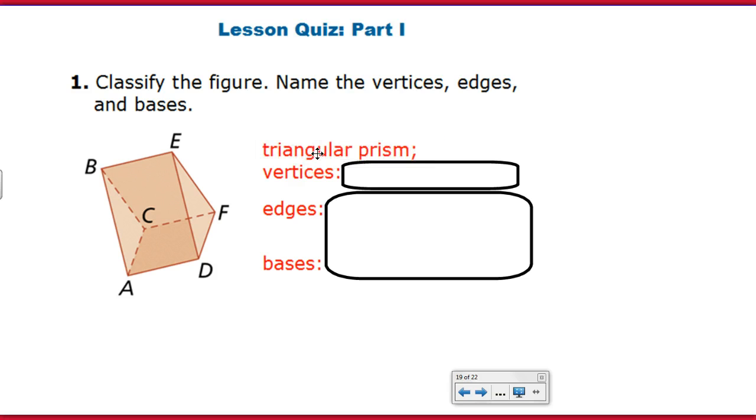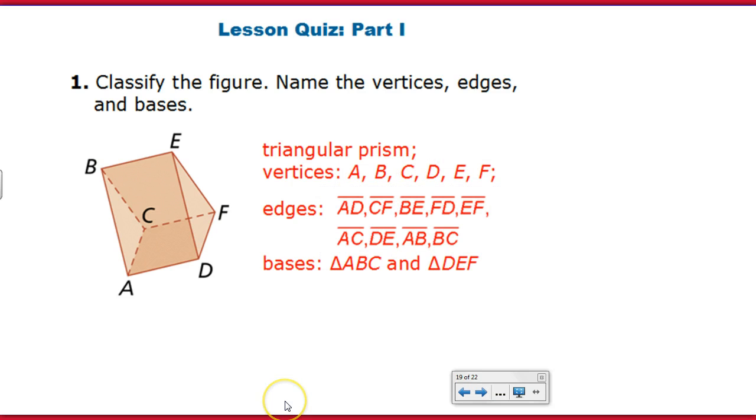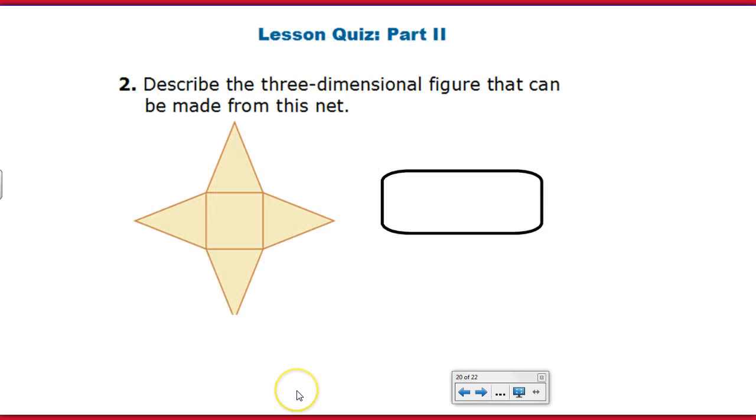This figure is a triangular prism. Vertices, we have edges and bases. The bases are really important. They are the opposite, parallel, congruent planes, or faces, right? So, triangles. Describe the three-dimensional figure that can be made from this. And remember to name it.